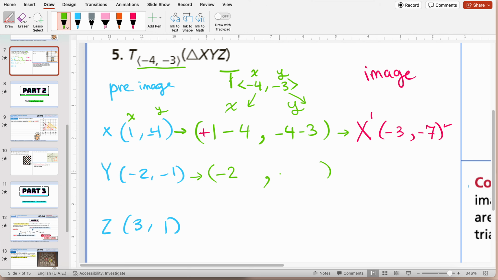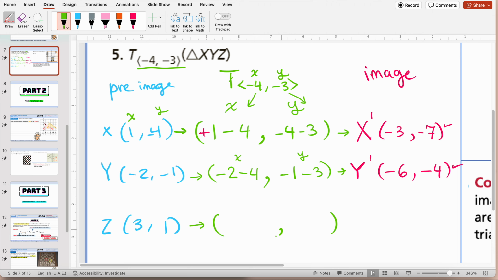Negative 2 here, negative 1 here. This is my x, this is my y. Okay? Again, I have negative 4 with x, negative 3 with y. The result will be called what? Y prime. What should I do? Just find the answers. Negative 2, negative 4 is negative 6. Negative 1, negative 3 is negative 4. That's it. Next.